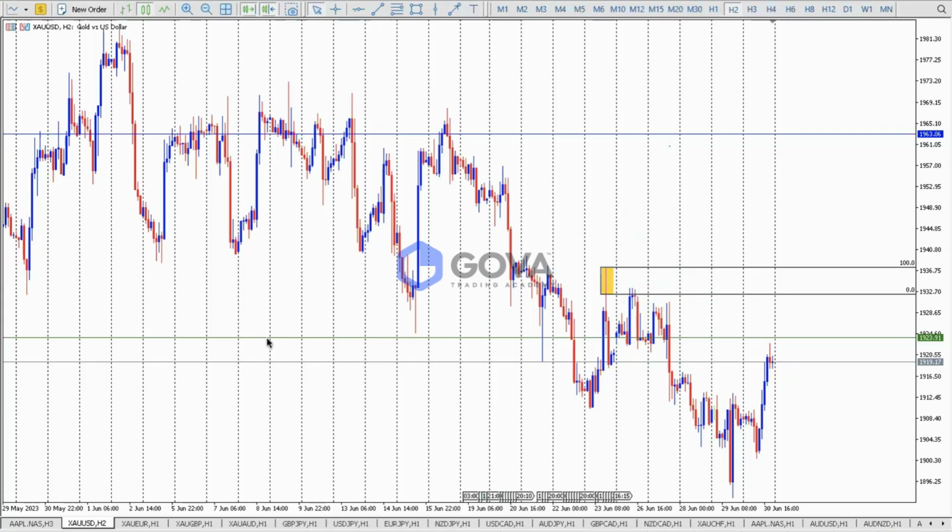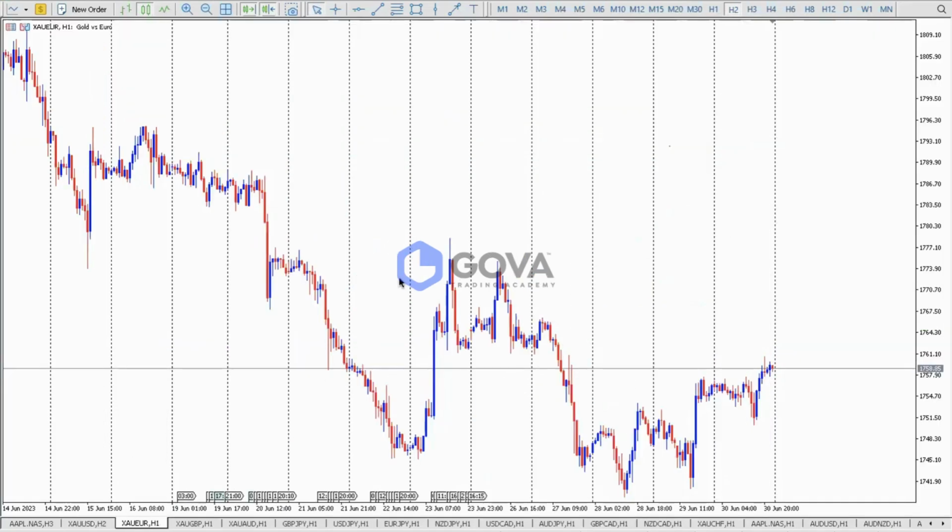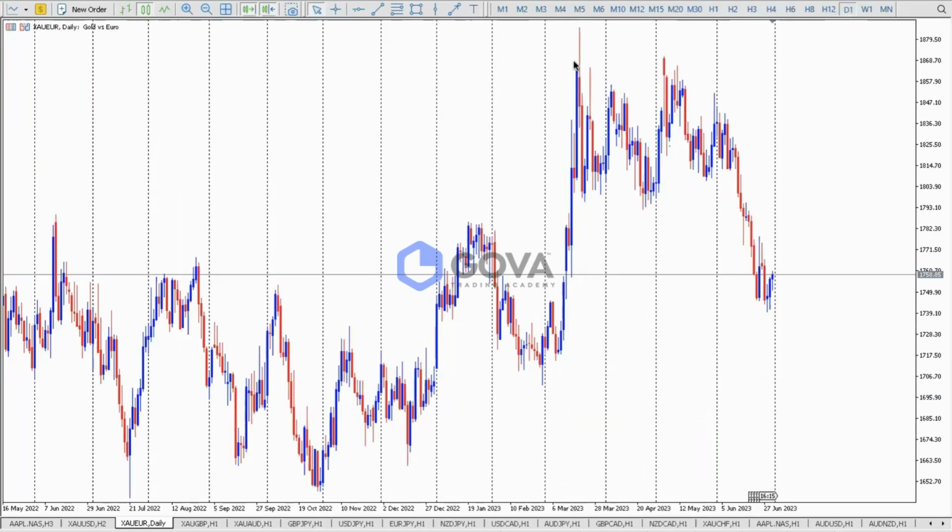That's the previous month. Now let us analyze another one, which is gold versus euro, okay? On this gold versus euro, the first thing to do is to mark the monthly EQ on the D1 time frame, which is on the period separator here. Change the color to blue. Lock the line.